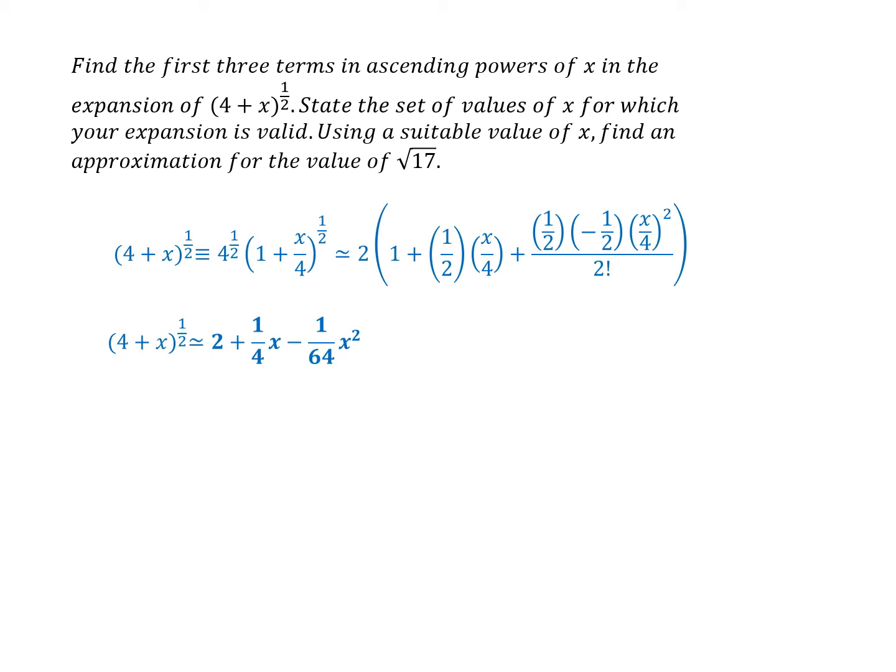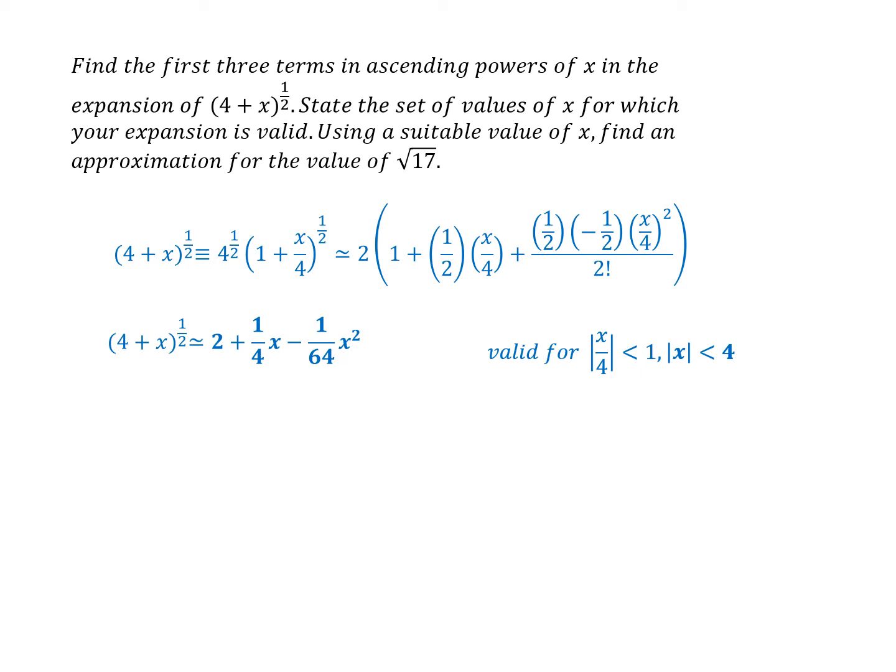Now I've got to state the set of values for which the expansion is valid. So we've used the expansion on this bracket here. So that means that the modulus of x over 4 must be less than 1. So that means that the modulus of x has got to be less than 4.